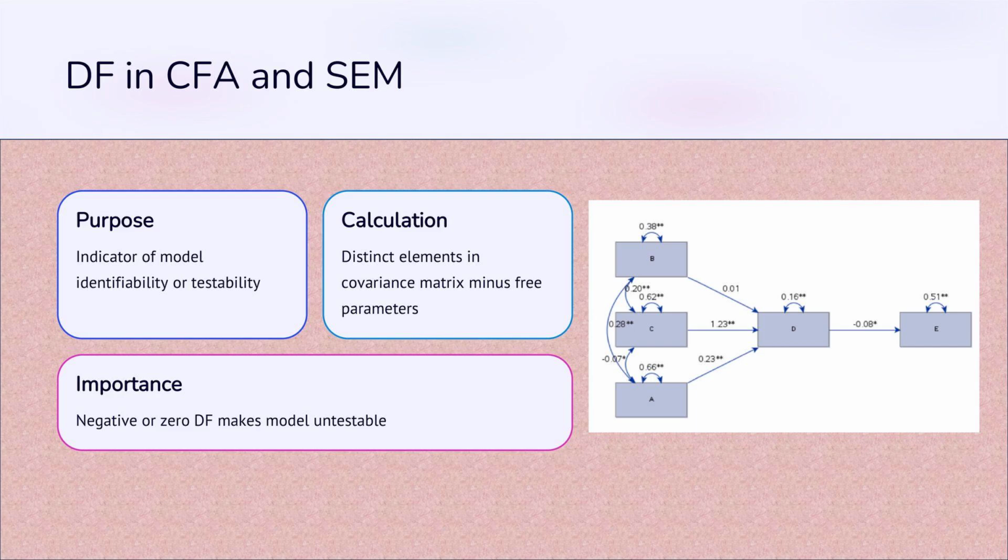In the context of structural equation modeling, SEM, and confirmatory factor analysis, CFA, df is an indicator of whether the model is identifiable or testable. In this context, df is calculated as the number of distinct elements in the covariance matrix minus the number of free parameters to be estimated. It is similar to Walker's approach, but at the time of Walker's writing, structural equation modeling had not been introduced yet, and thus Walker did not incorporate the covariance matrix into the equation.